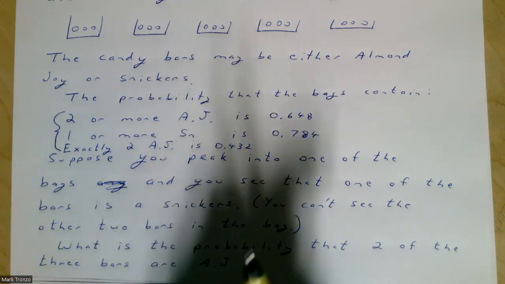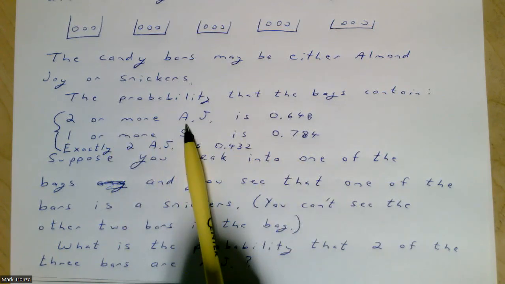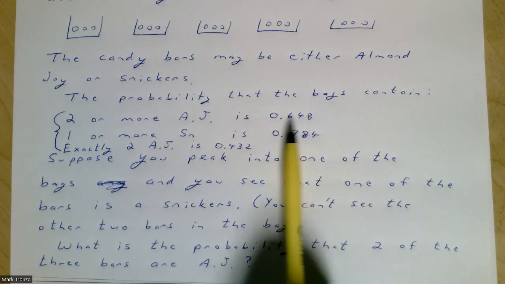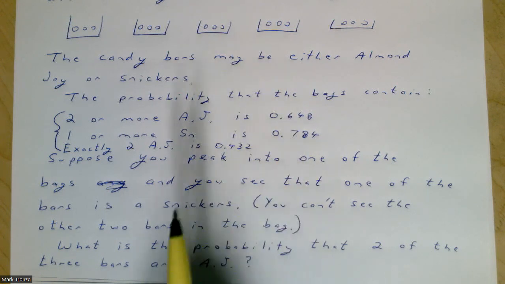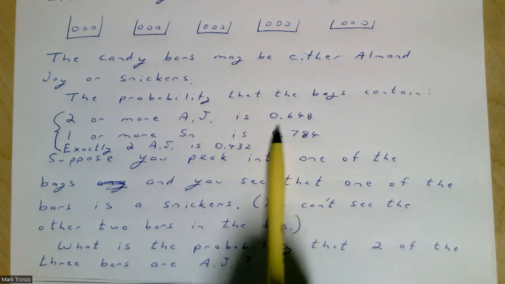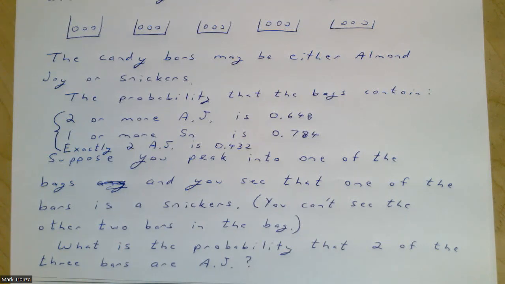Now we're told that the probability a bag has 2 or more Almond Joys is 0.648. So we could use that, but we have more information. We've peeked into the bag, and we see that one of the bars is a Snickers. So we can have a more accurate number for our particular case than this 0.648. So let's see if we can do that.